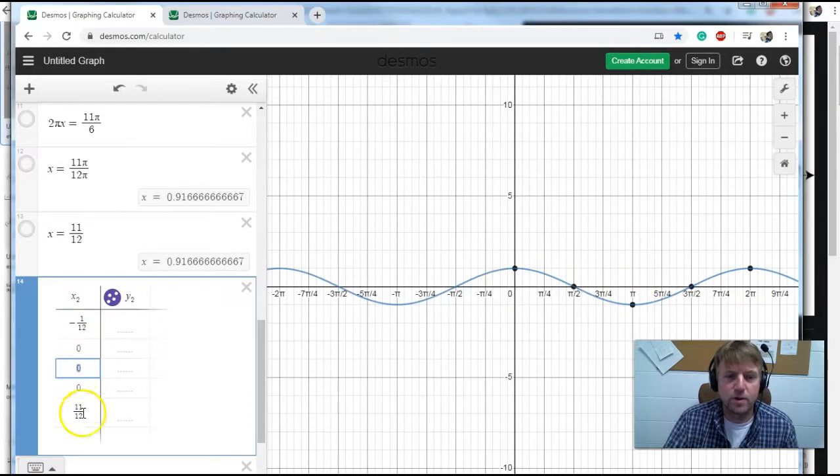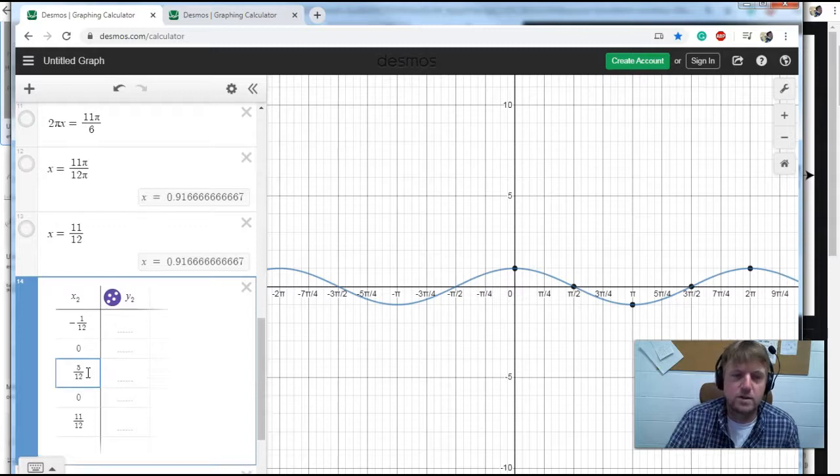So negative a 12th plus 11/12 is 10/12. Right? 10/12, that's the same thing as 5/6. And 5/6 divided by 2, once again we can combine that denominator, and I get 5/12. That's going to be the x-coordinate of the number in the middle.